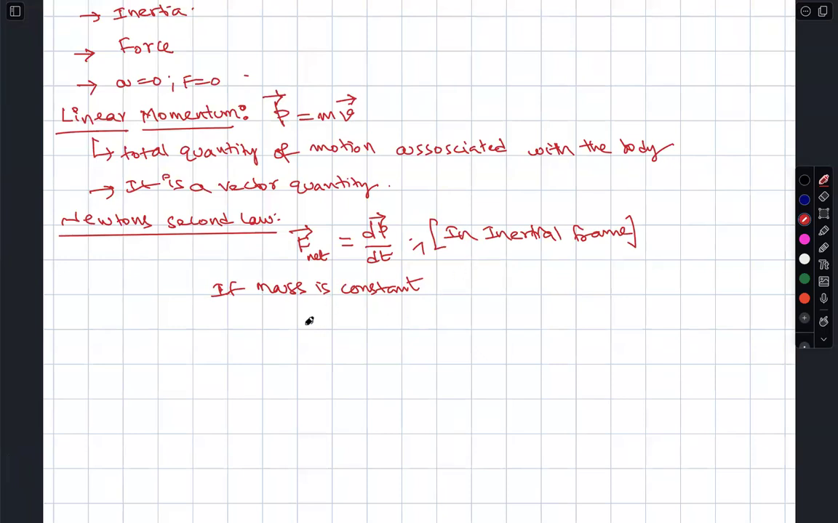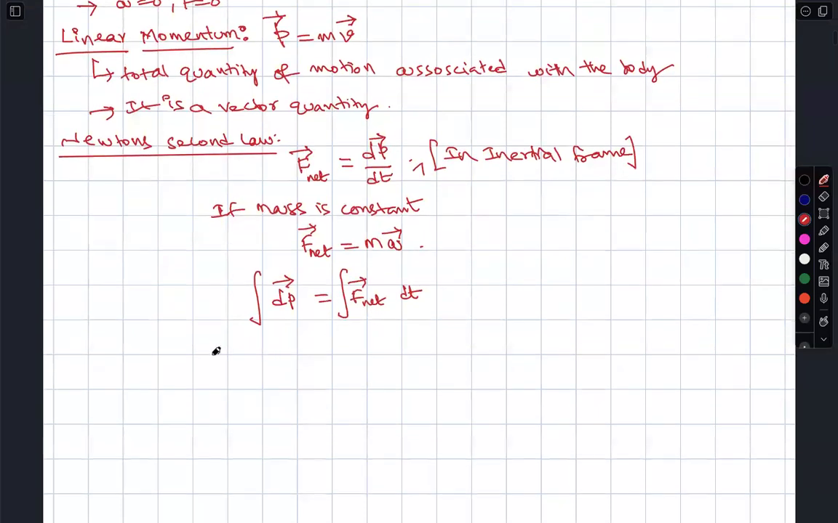If mass is constant, then net force is mass times acceleration of the system. Another way of writing the same thing, dP bar is F net times dt bar. Now you take the total integration on both the sides. This is nothing but P final bar minus P initial bar is the integral of F net times dt.